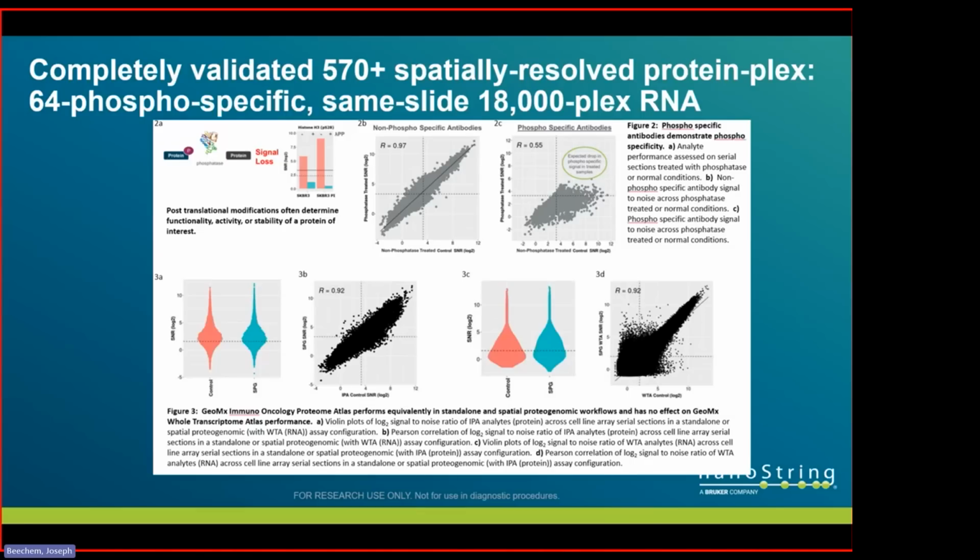And I've got some of the validation data up here. I won't bore you with all of that. But the idea of doing 570-plex protein, 18,000-plex RNA, all on the same slide is really unprecedented. There's no spatial platform doing that at this current time. It's got over 64 phosphospecific antibodies that have also been validated to work on FFPE tissue, and I'm super excited about the results that can come from this.